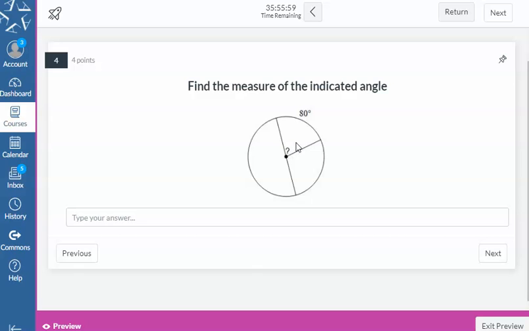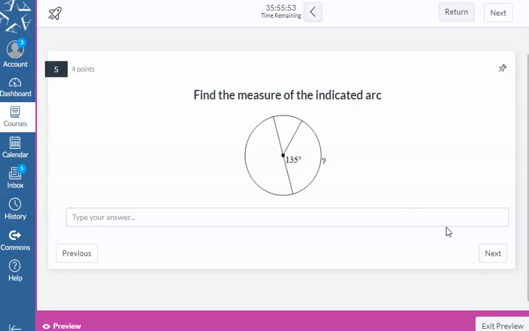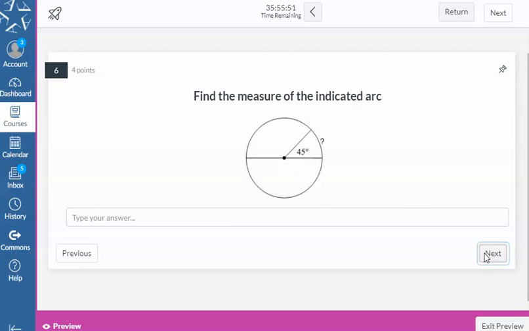And same idea here. This is 80. This is 80. All right, so these should be easy for you.